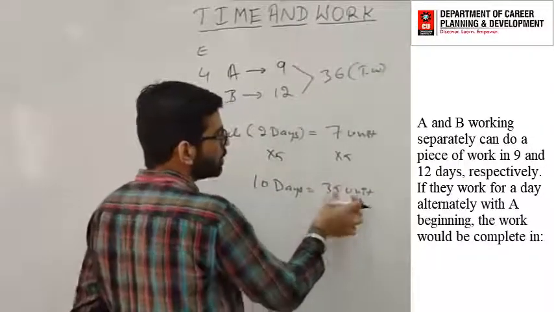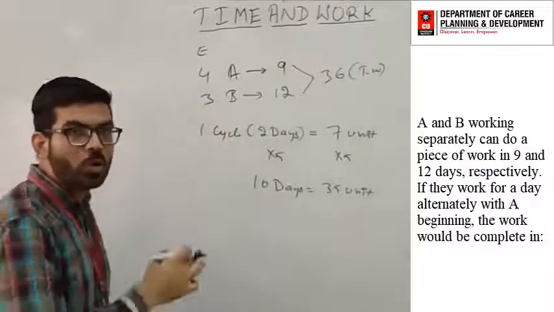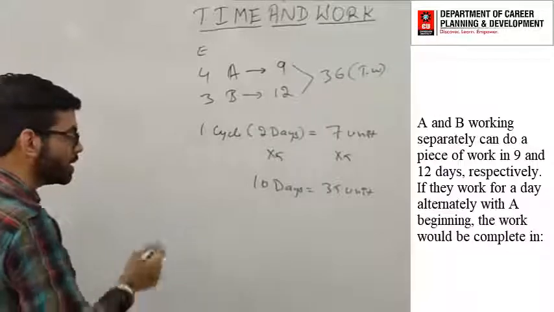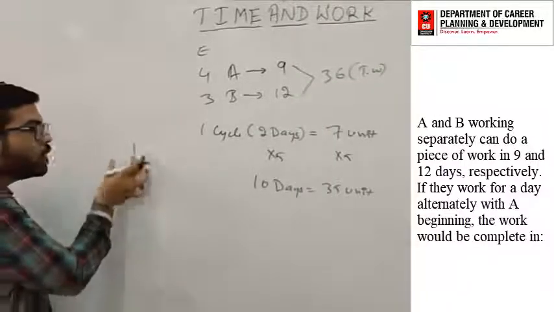How much work is left? 35 units of work is completed, and 36 is the total work. So how much work is left? 1 unit of work is left. Next part is this one: who will do this work?